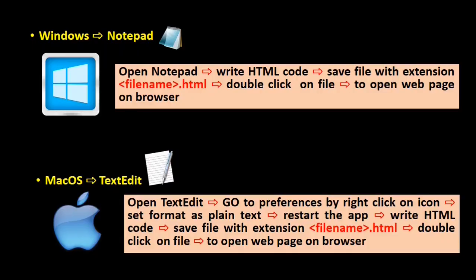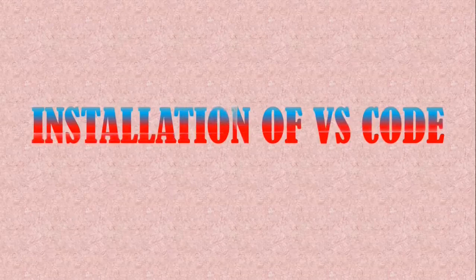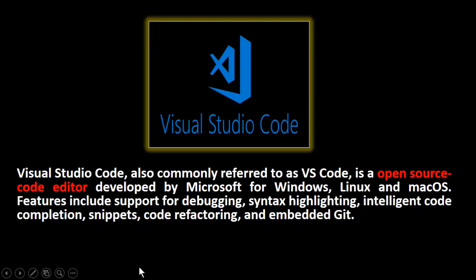Now let us see the installation of Visual Studio Code on our PC. So Visual Studio Code, which is commonly referred as VS Code, is an open source code editor developed by Microsoft for Windows, Linux and Mac operating system. So it has special features for debugging, syntax highlighting, intelligent code completion, snippets, and it has code refactoring feature, and VS Code also provides embedded Git in it.